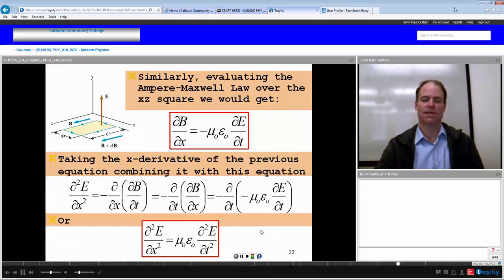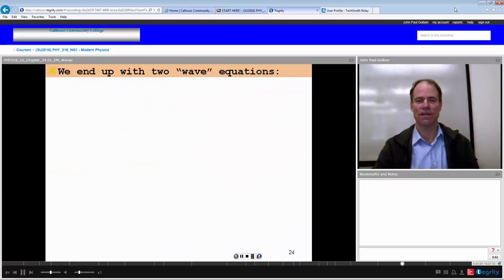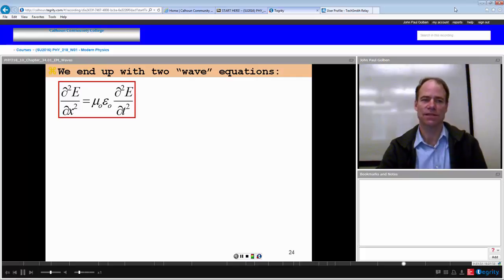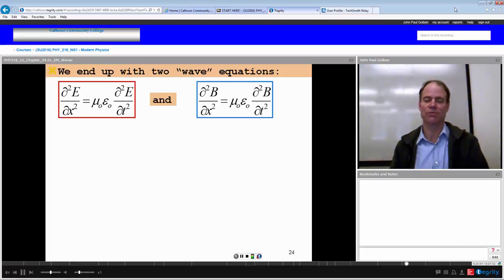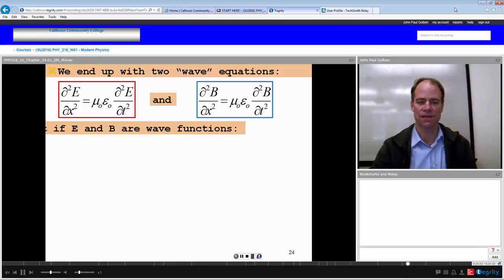that the second partial derivative with respect to x of the E field is equal to mu naught epsilon naught, second partial derivative with respect to time of the E field. Beautiful. A wave equation. We actually will end up with two wave equations. This one that we just saw and a similar one for the magnetic field. The second partial derivative of the magnetic field with respect to x is equal to mu naught epsilon naught, second partial derivative with respect to time of the same field.